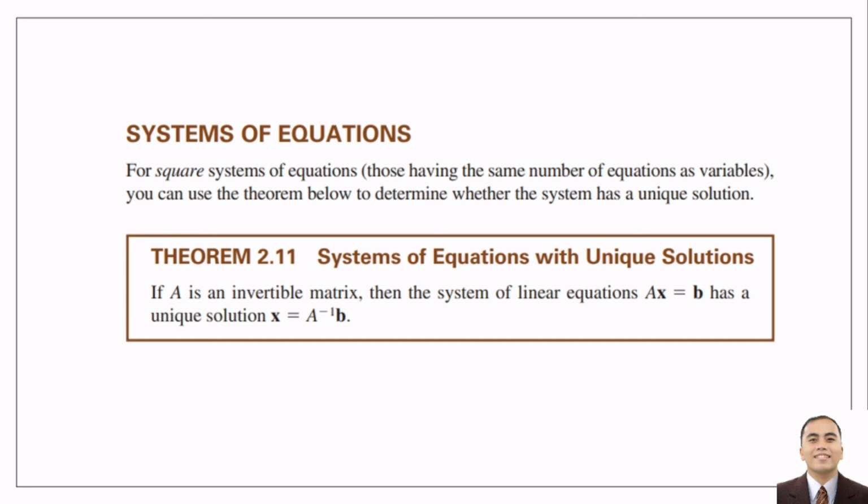The last topic is systems of equations. For a square system of equations, those having the same number of equations as variables, you can use the theorem below to determine whether the system has a unique solution. Theorem 2.11, systems of equations with unique solutions. If A is an invertible matrix, then the system of linear equations AX is equal to B has a unique solution. X is equal to the inverse of A times B.